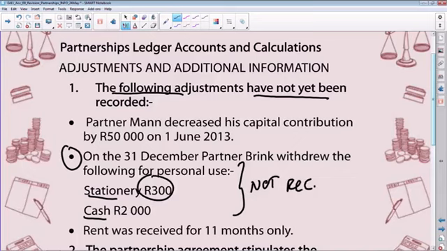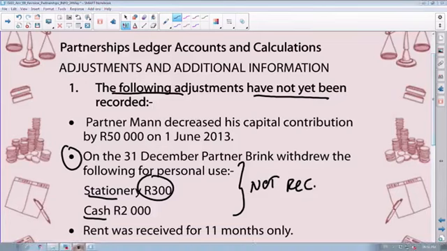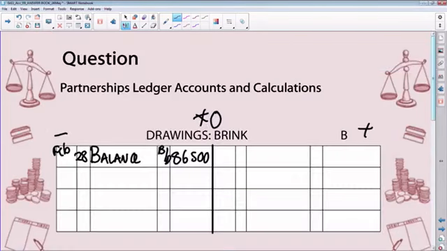If we go to our answer sheet, stationery that was taken, 3,000 rand. Okay, stationery, 300, not 3,000. Remember, this would have been recorded in the general journal because it's year end and these transactions were not recorded. My contra account, contra simply means other account affected, is stationery. Right, back to the information.